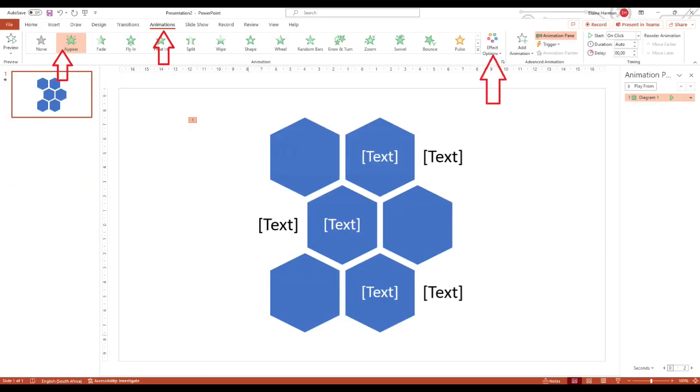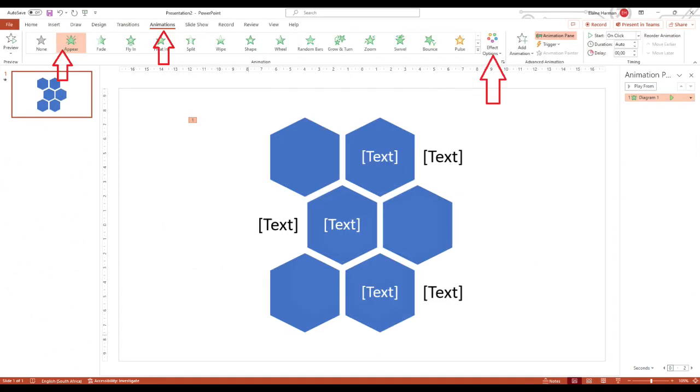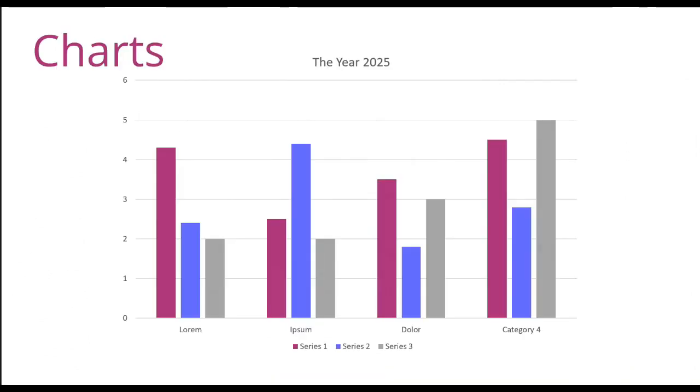Now we can also change our texture and colors in SmartArt using the SmartArt panel, and in Office 365, a quicker way to animate is by choosing effect options.